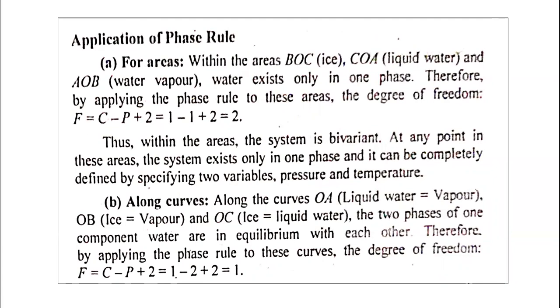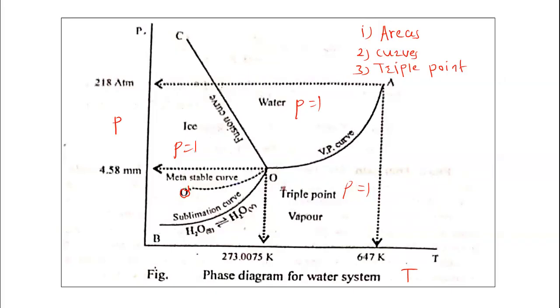So it is clear that in the phase diagram there are three parts. First of all, areas. You can see here that three areas are given. One area belongs to solid ice, one to liquid water, and one to vapor water. So three areas exist. Which are those areas? Area BOC for solid ice, area AOC for liquid water, and area AOB for vapor water.